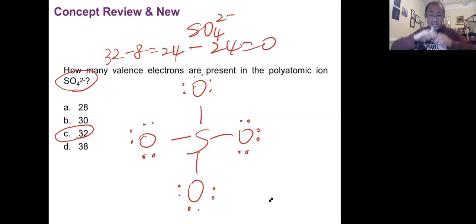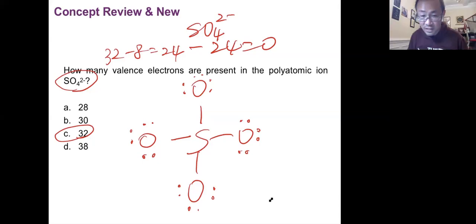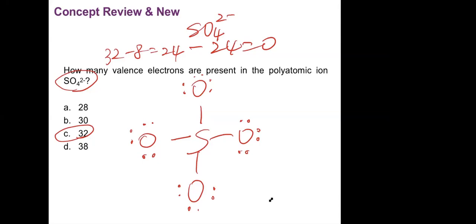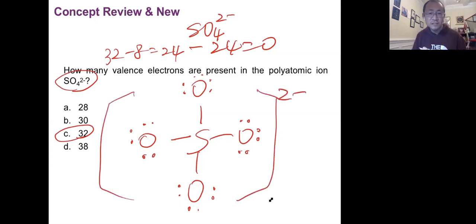So I satisfy the oxygen. I have none left. I check sulfur. Is sulfur happy? No. How many does it need then? 8. Does sulfur have 8? Yes, sulfur has 8 already. 4 bonds, 8. So sulfur is happy in this case, and we don't need more electrons. We have 0 left. So this is the correct Lewis structure for sulfate. See, everybody's happy. We have 32 total.